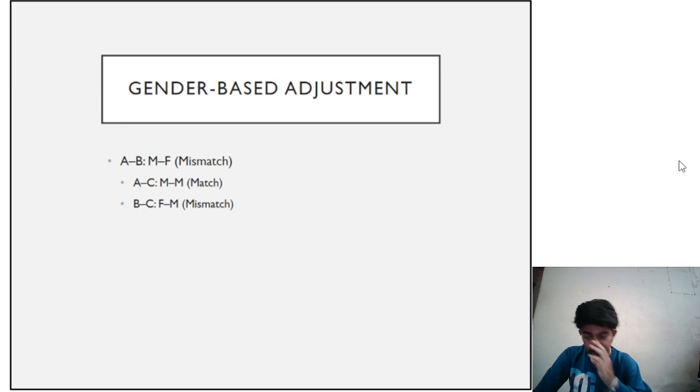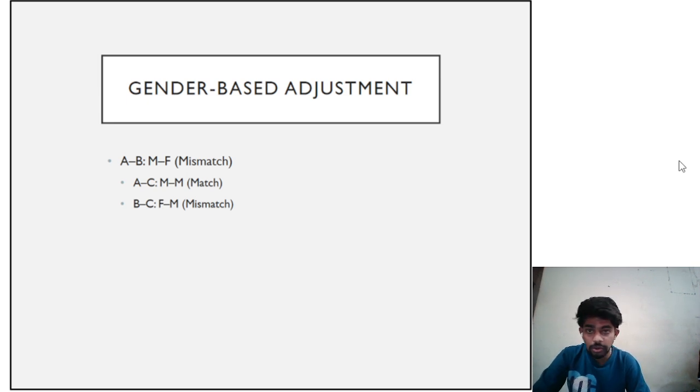Now, let's see the gender-based adjustment. Now, the question asks us to reevaluate compatibility by including gender. A is male, B is female, which is a mismatch. A is male, C is male, which is a match, and B is female and C is male, which is also a mismatch. So AC gets no penalty, while AB and BC each get an additional mismatch.